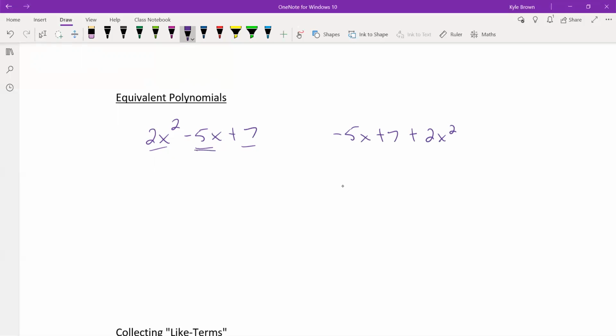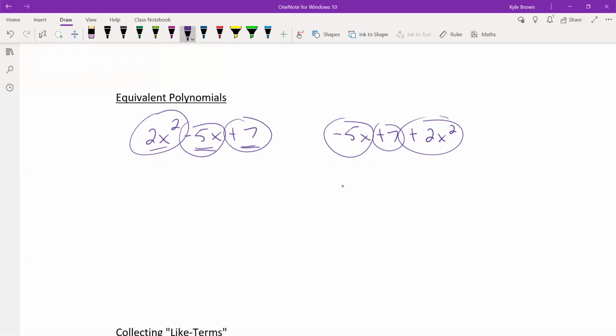You see how all the terms are exactly the same, right? This is like positive 7, negative 5x, negative 5x. There's no positive out front, but there really is, even if there's nothing written there. But you've got positive 2x squared and positive 2x squared, right? So you can move those pieces around however you like. Those are considered equivalent expressions.